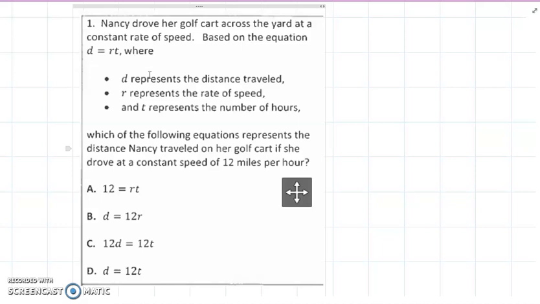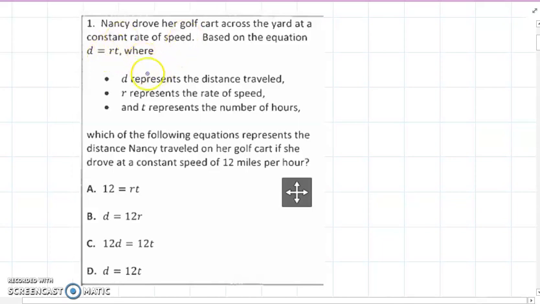And then it says, based on the equation D equals RT, where D represents the distance traveled, R represents the rate of speed, and T represents the number of hours. It says here, which of the following equations represents the distance Nancy traveled on her golf cart if she drove at a constant speed of 12 miles per hour? A is 12 is equal to rate times time. B, distance is equal to 12 times rate. C, 12 times the distance is equal to 12 times the time. D, distance equals 12 times the time.